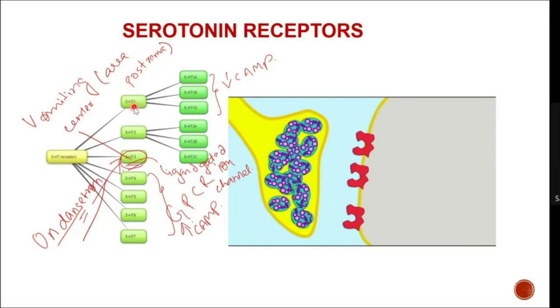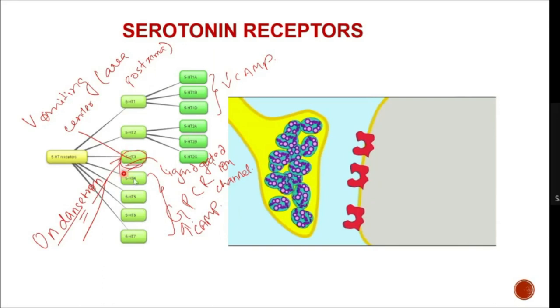5-hydroxytryptamine receptor 1 again has isoforms A, B and D. 2 also has isoforms. What is their function? They usually decrease the cyclic AMP. And how about the rest of them? They are going to increase the cyclic AMP.